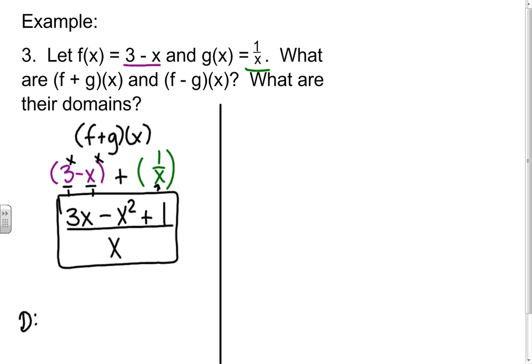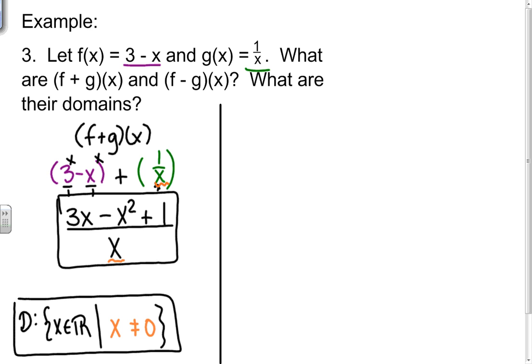Domain on this one's a little different than the rest we've done so far. I do have restrictions. I have restrictions because I have a denominator. Here's a denominator right there. It happens to be the same one that's there. I need to make sure that that denominator, which is x, is not 0. Anytime you have a denominator, it can't be 0. So my domain here will be x is an element of the reals such that x is not 0.